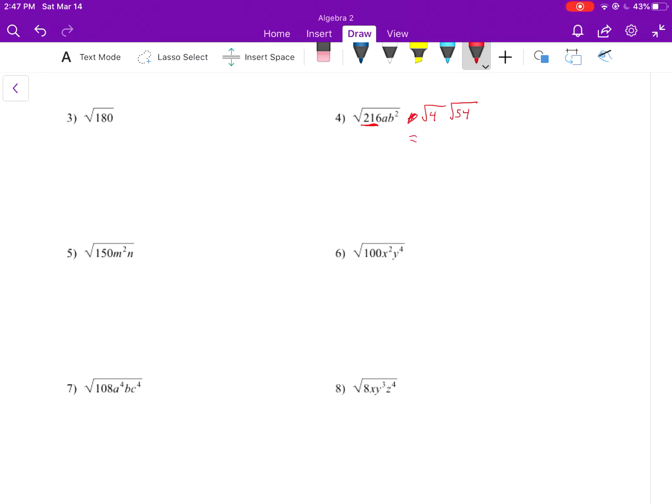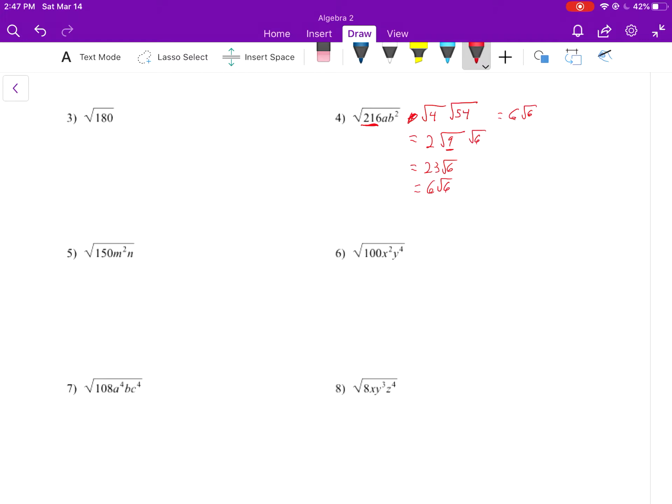So this is 2, and then you might think, oh, 54 is 9 times 6. So we could do square root of 9 times square root of 6, because we're thinking of another perfect square. So this is 2 times 3 times root 6, which gives us 6 root 6. So the square root of 216 simplifies to 6 root 6. But we also have this ab squared in here. So we still have our 6 root 6, which we'll be able to do as we go along here in the next couple.